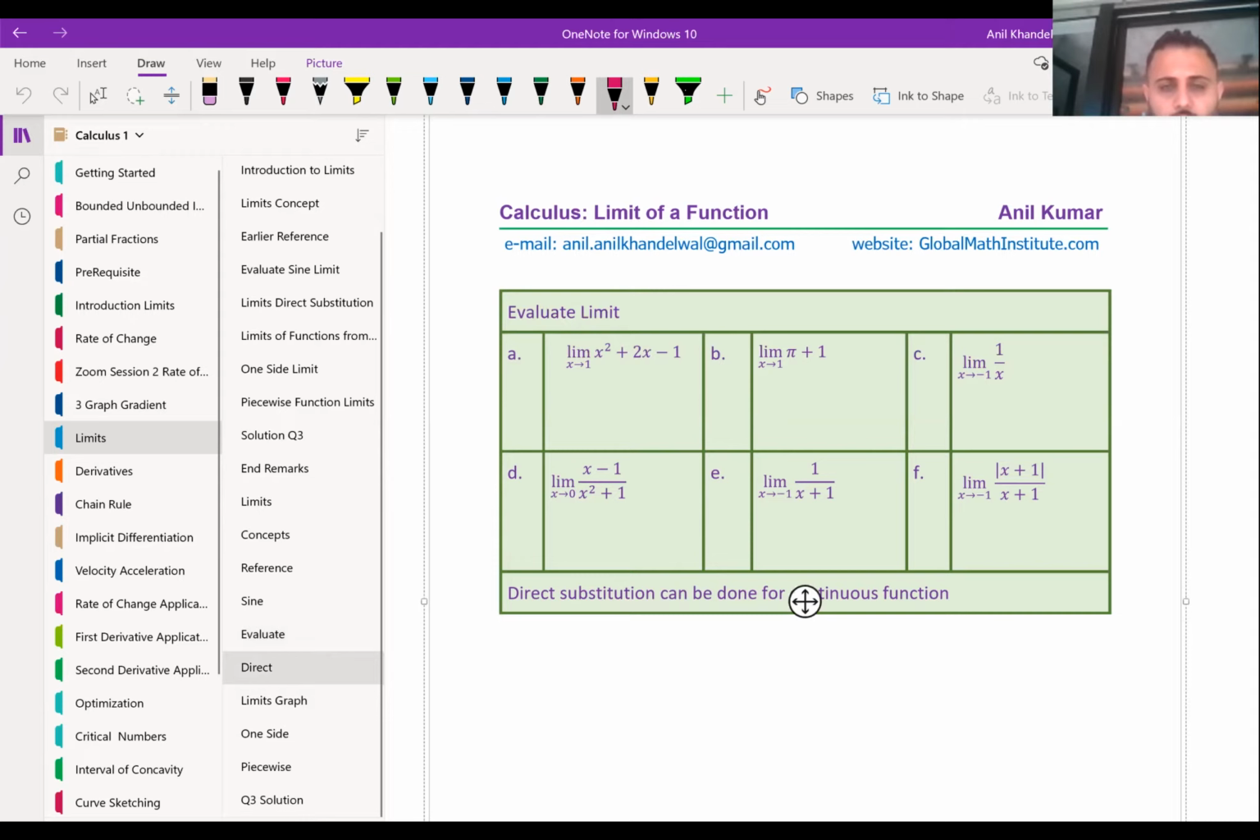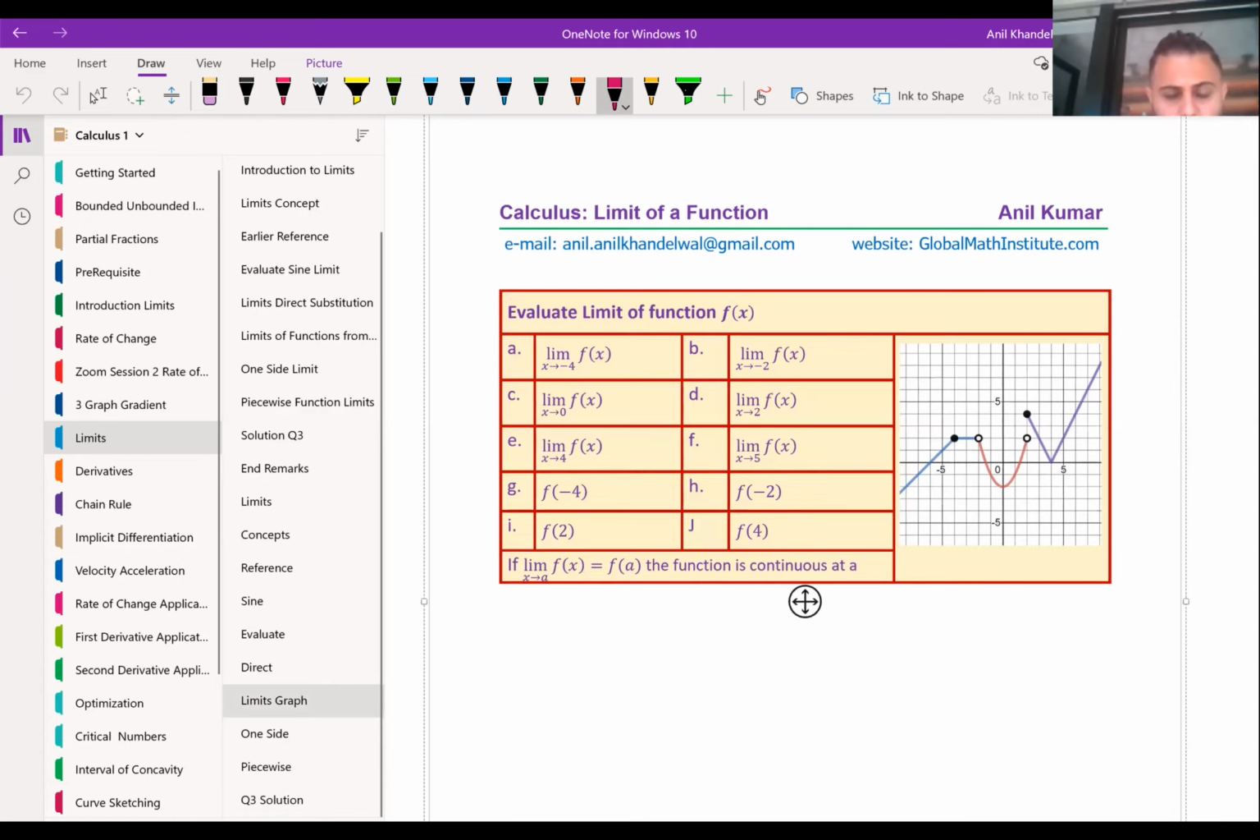Now let's move on and take the next part, which is limits from a graph. Now we are given a graph. You can see the filled in holes, those values exist. The holes which are not filled in, they are the holes, the circles which are not filled in, right? Now looking at this graph, you have to answer all these questions.